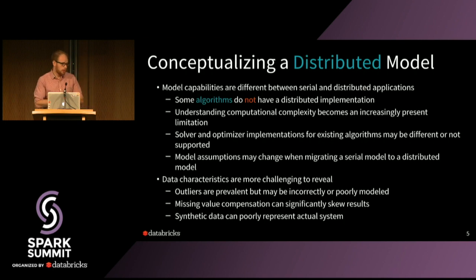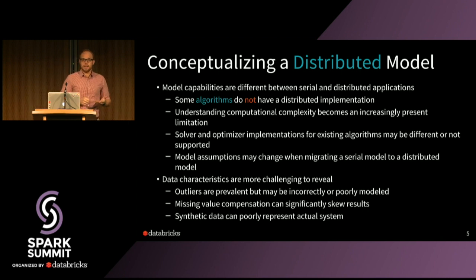And this is really important when conceptualizing a distributed model because it's different between a single node framework versus a distributed framework. And the key thing is that some algorithms are not going to have a distributed implementation. So dbScan is a good example where the computational complexity of this algorithm as it is distributed is not appropriate for, I think it's the number of rows to the 4/3.